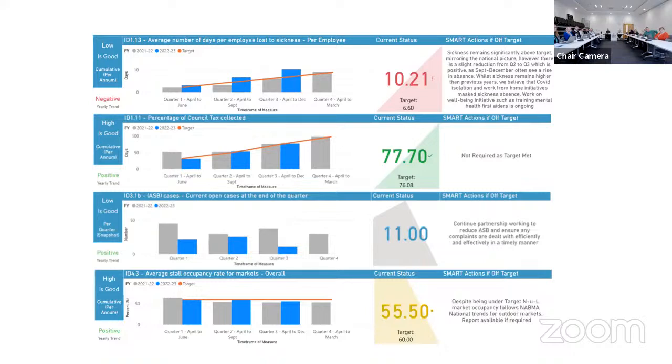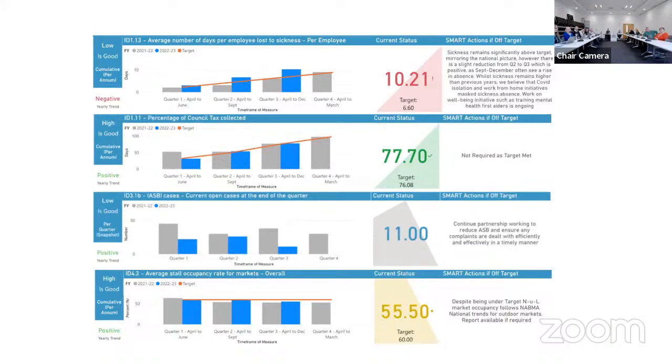A lot of them will be what we call cumulative data. So obviously that picture is building and it's a year-to-date figure, like council tax collection. But some of them will be what we call snapshot figures. So it's just performance at a point in time. It could be if we were measuring the number of rough sleepers, that would be one moment in time. And the ASB cases is as at the quarter end.